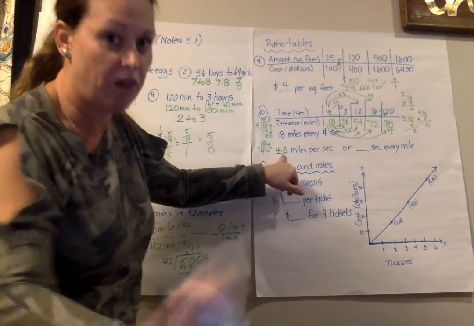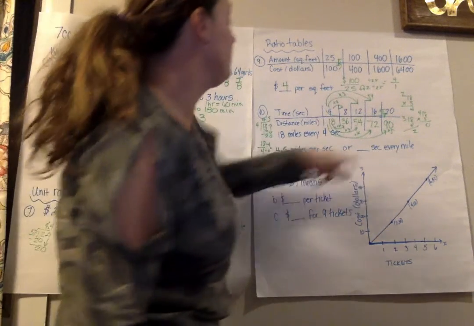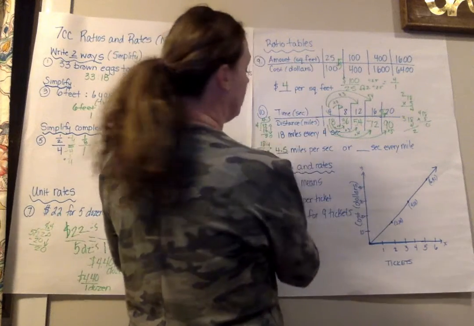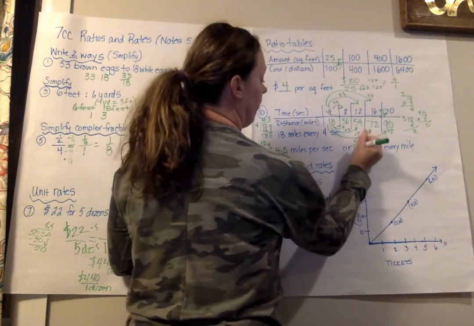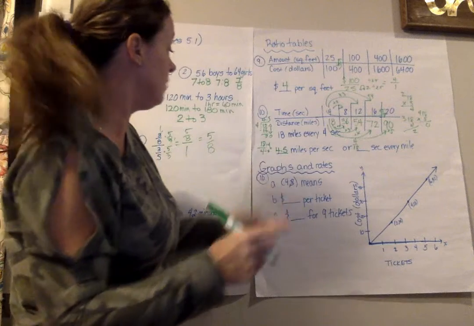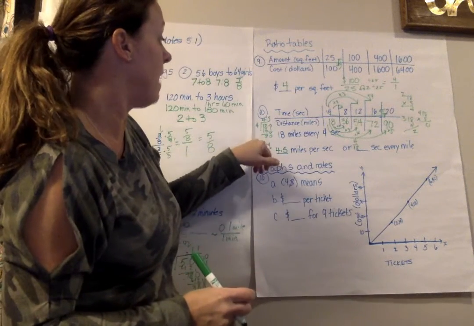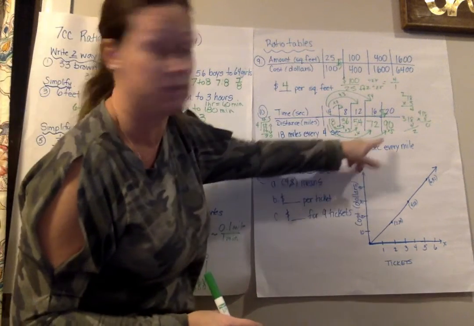Now remember, you can use your calculator. It's a calculator unit. Now if I do it the other way, it's not going to be 18 over 4. It's going to be 4 over 18. You have to pay attention to the units. This one is asking for miles per second. This one's asking seconds per mile.